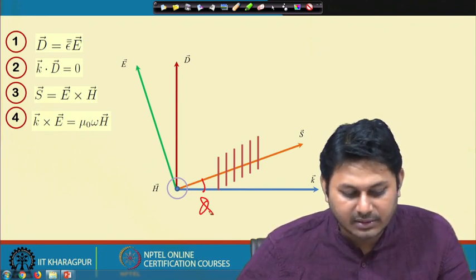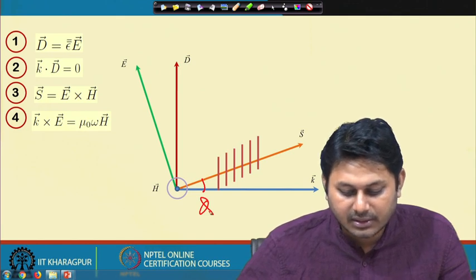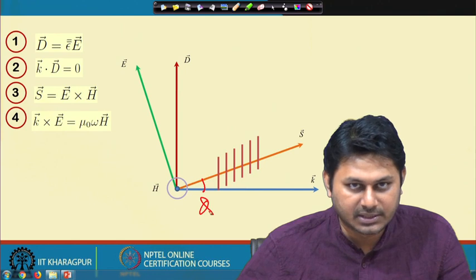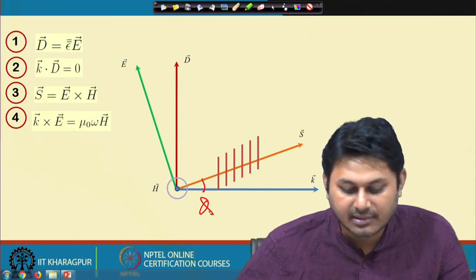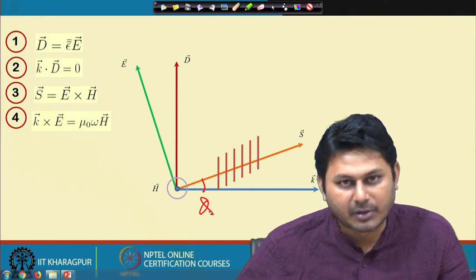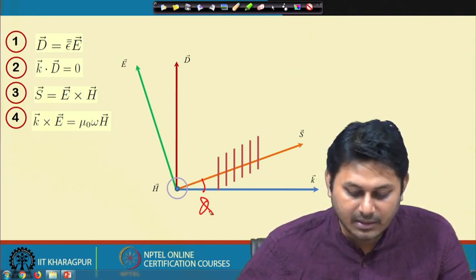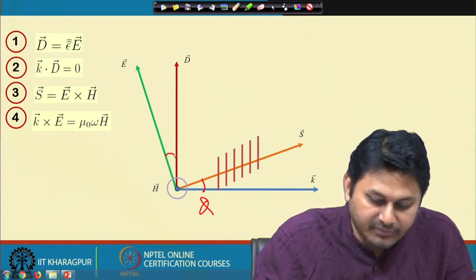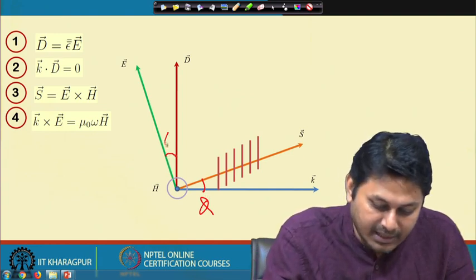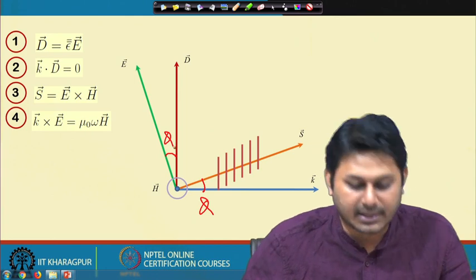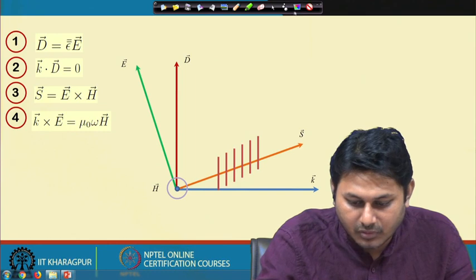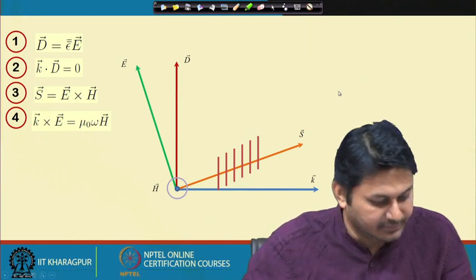So, the important thing that we learn here is that k and S are not in the same direction, and E and D are not in the same direction, but E and S are perpendicular to each other, and D and k are perpendicular to each other. That means the angle between S and k is this phi, and the angle between the vectors D and E will be the same angle. Okay. So, let us go to the next slide.